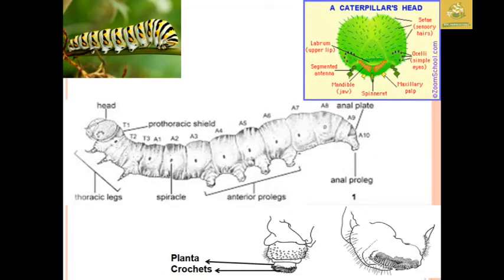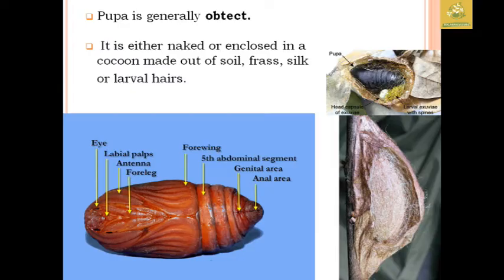This is the defined picture of the Lepidopteran larva. It shows how the spiracles as well as the thoracic legs and the crochets are present in these Lepidopteran larval groups. And while seeing about the pupa, it is said to be an obtect pupa in Lepidopteran insects.